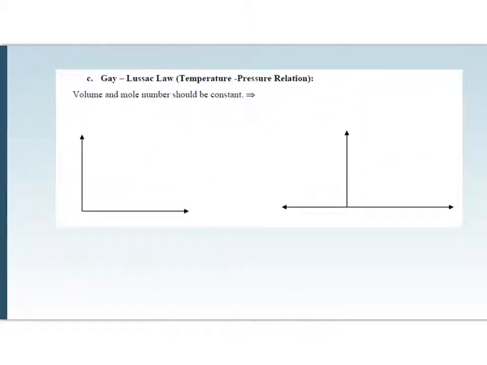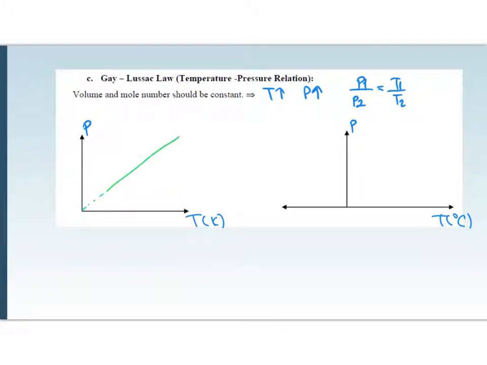Gay-Lussac law, in this case temperature and pressure relation. So volume and mole number should be constant. Now you can guess, in fact, when you increase the temperature, pressure is increased also. So again, they have a direct ratio. But again, please be careful with the units of the graphics. This should be Kelvin and this should be Celsius. You have pressure here, pressure here. It seems to be started from 0. Be careful with the extrapolation. And this will start from minus 273, and it goes like this, same as the volume and temperature relation graphics.